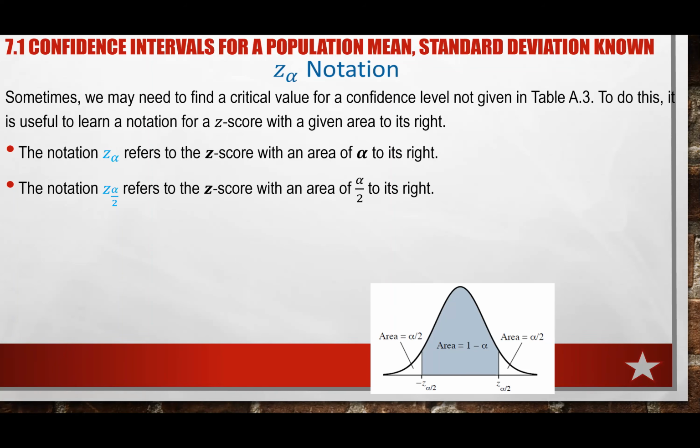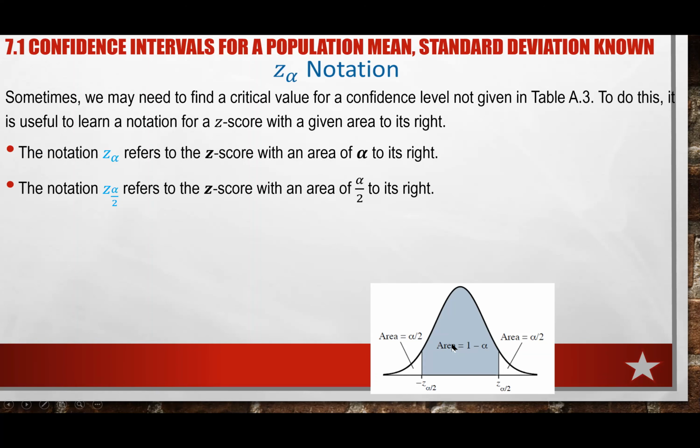It's a little bit different in that, yes, the inverse norm we use gives the area to the left, because the calculator can only calculate to the left. But now Z alpha refers to the area to the right of alpha. One thing is that this area right here is 1 minus alpha. The area is your level of confidence.